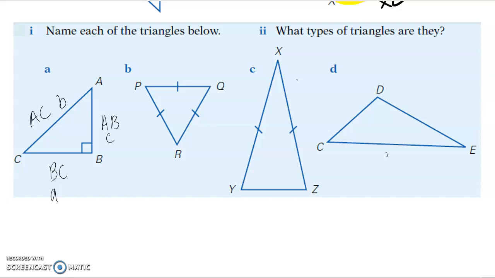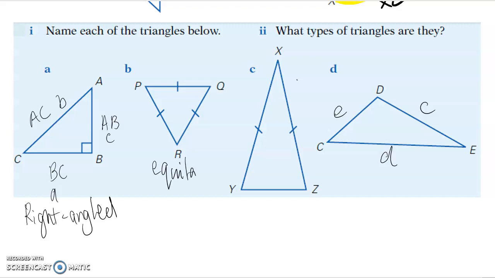In this picture here, this could be lowercase d, lowercase e, and lowercase c, or we could use the capitals. In terms of types of triangles, this one is called a right-angled triangle. This one is obviously called an equilateral triangle. This one here with two equal side markings is an isosceles triangle.